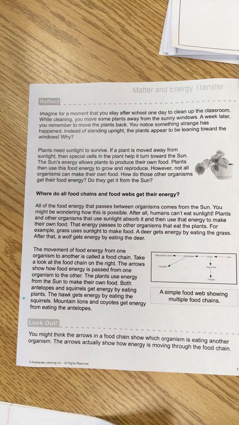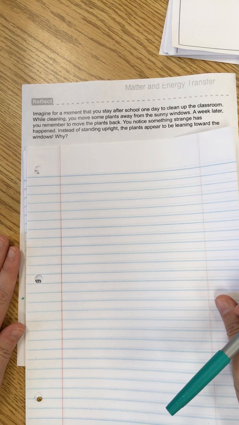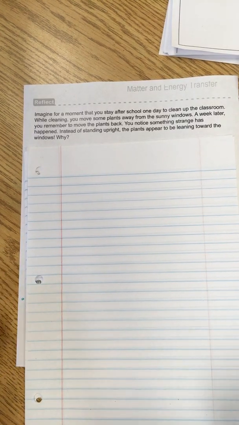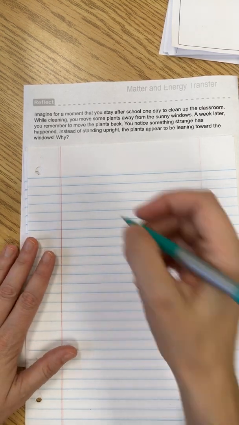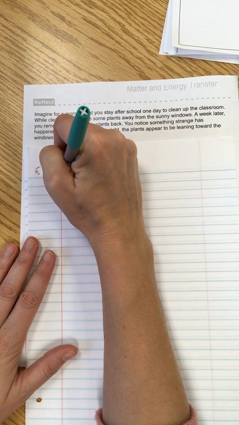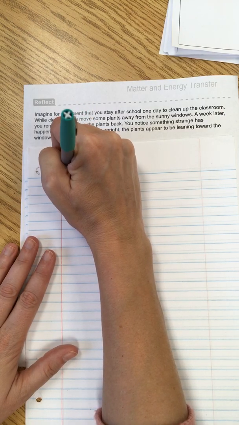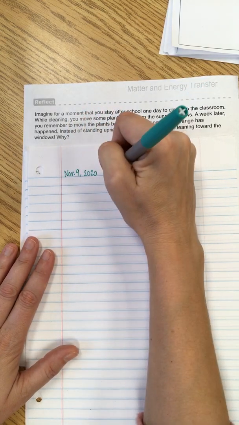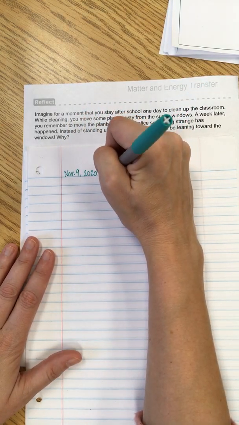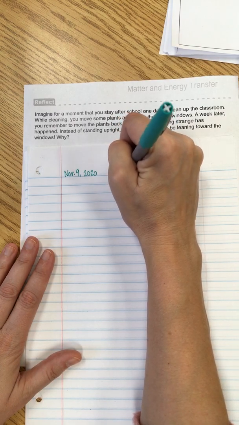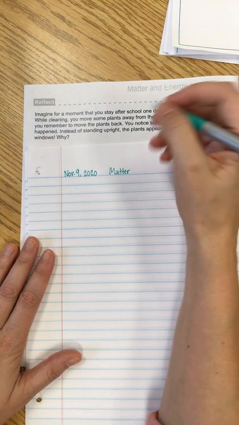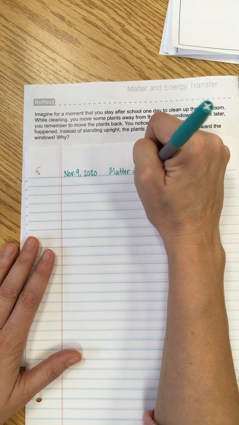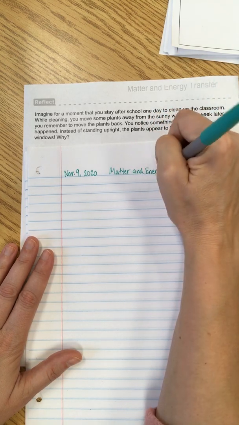Today we're going to review how to read a nonfiction passage and make Cornell notes for that passage. So this is the first page in your STEMscopedia, and this page is about matter and energy transfer. So I'm going to begin by putting the date at the top of my page, and then I'm going to give my notes a title. And I can just take my title right from the passage, Matter and Energy Transfer.